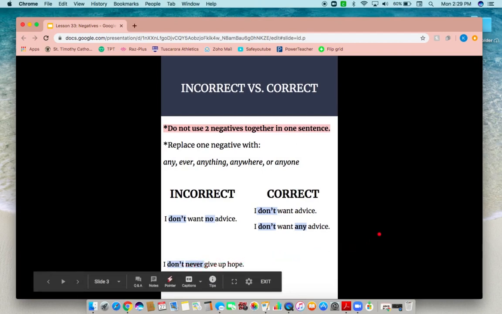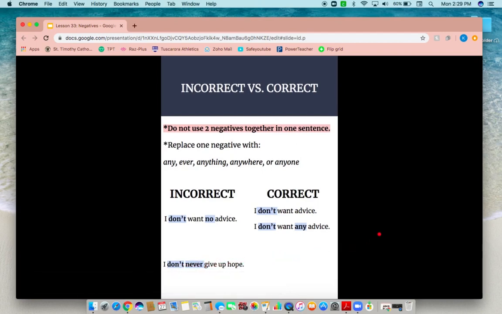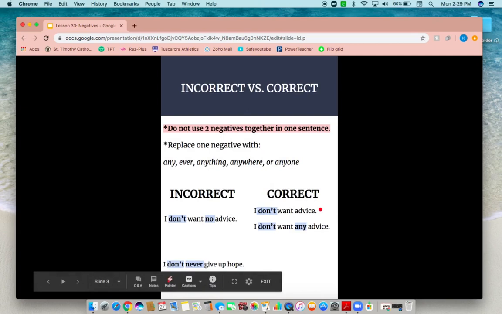So let's do another example. So here's the incorrect sentence. Again, I highlighted and bolded both of the negative words. I don't never give up hope.